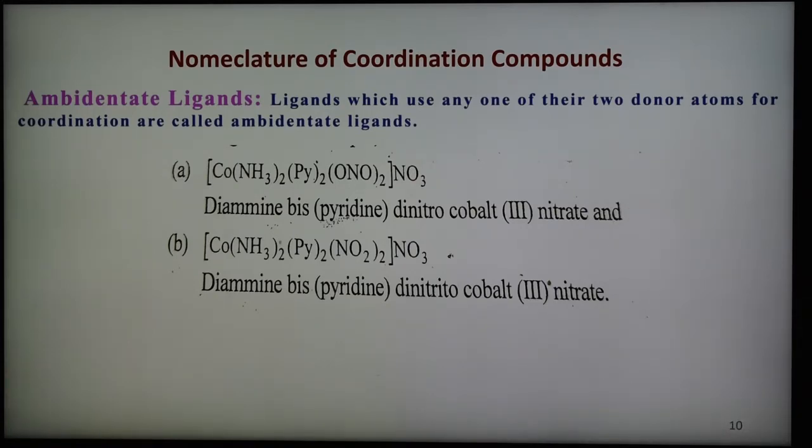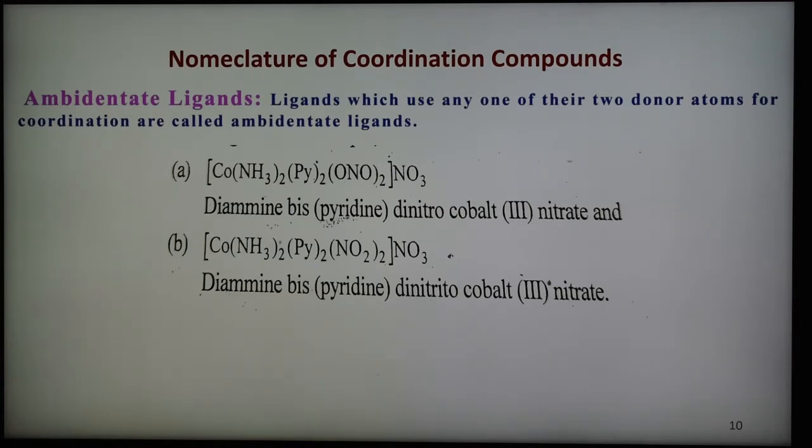So again I am repeating that ligands which use any one of their two donor atoms for coordination are known as ambidentate ligands. While naming, the attaching atom is specified. Such ligands are either named by special names such as thiocyanate for SCN, isothiocyanate for NCS, nitro for NO2, nitroso for ONO, and a symbol of the element linked to the metal ion.